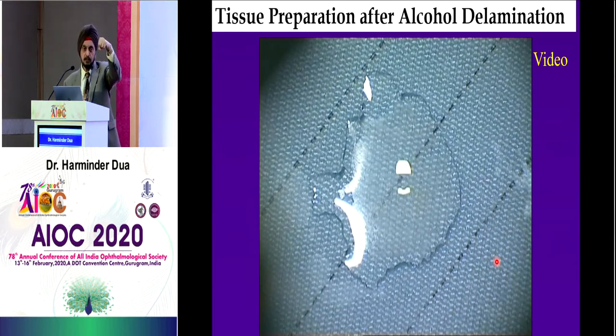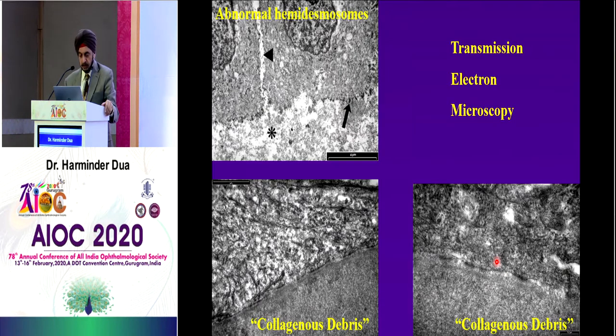If it's a clumped up bit of tissue, it's very difficult to tell which side is up, which side is down, which is the basal cell, which is the epithelial cell. It causes a lot more problems in interpretation. So here you can see in recurrent corneal erosion syndrome, it is very interesting to see that the hemidesmosomes are very, very abnormal. And underneath the basal cell, there's a lot of collagen debris. So here again, you can see there's a very dense collagenous debris.